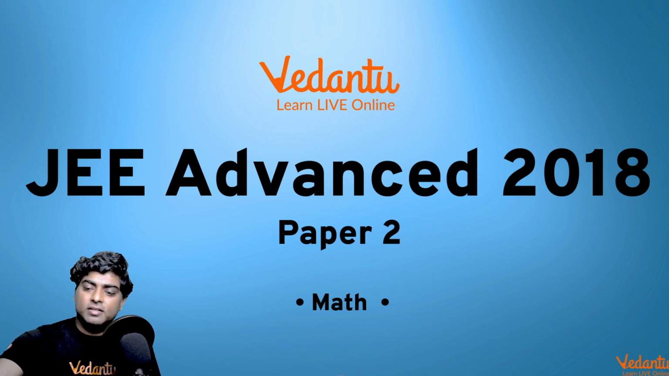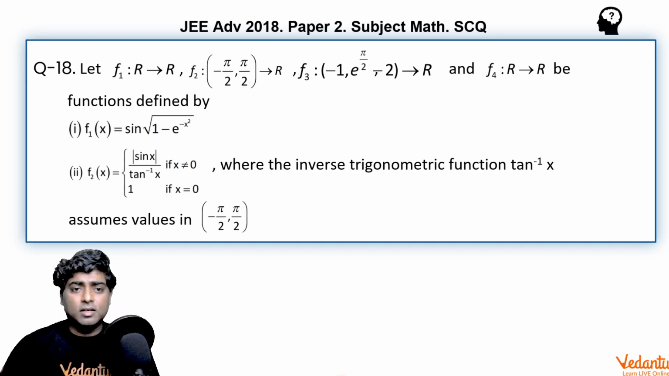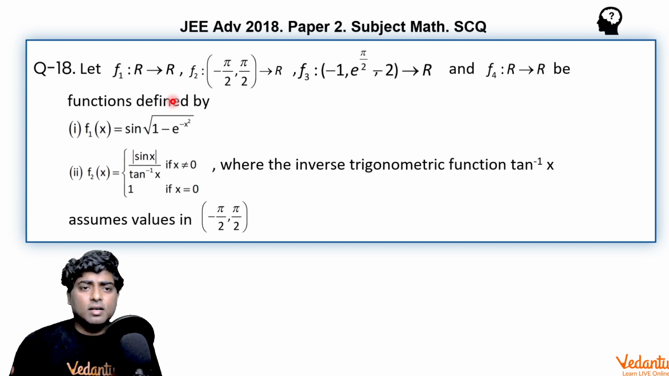The question taken in this video is related to the topic limits, continuity and differentiability of functions, various functions. If we look at the problem, there are four functions defined: f1, f2, f3, f4. Certain domains are given, domain and codomain: R to R, R minus pi by 2, pi by 2 to R. Then for f3 it is minus 1 to e raised power pi by 2 minus 2 to R. Then f4 R to R.